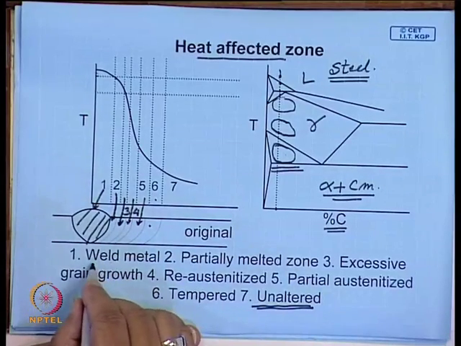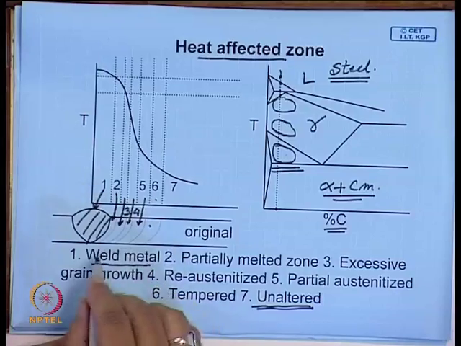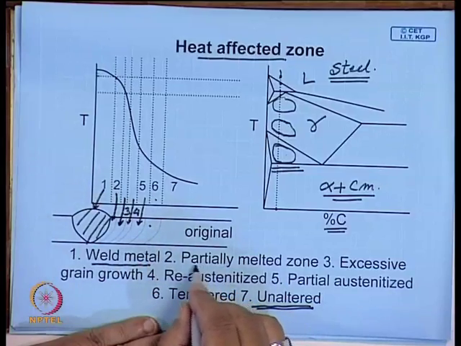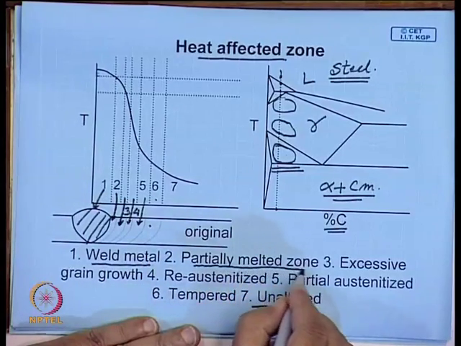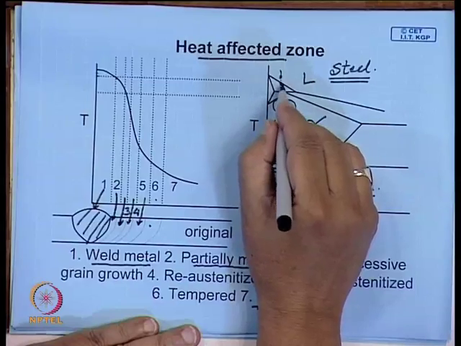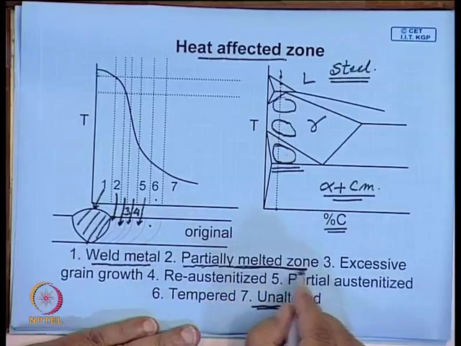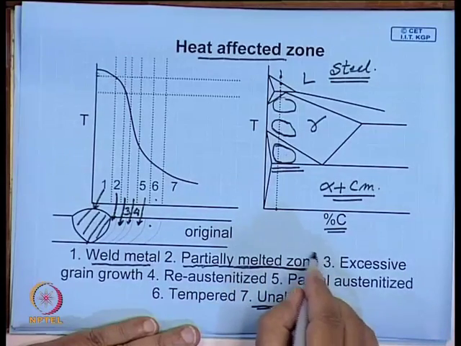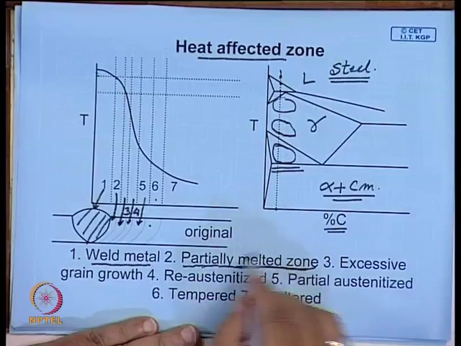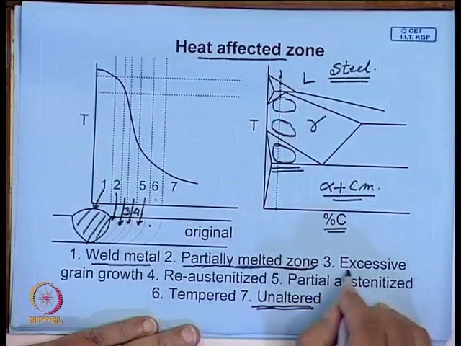Now, what will happen? The weld metal we have just seen will have a cast structure. Then the partially melted zone will melt and again solidify. So, here it has partly melted. So, these are the zones which are partially melted and remelted and resolidified. So, you will have a mixed type of structure.